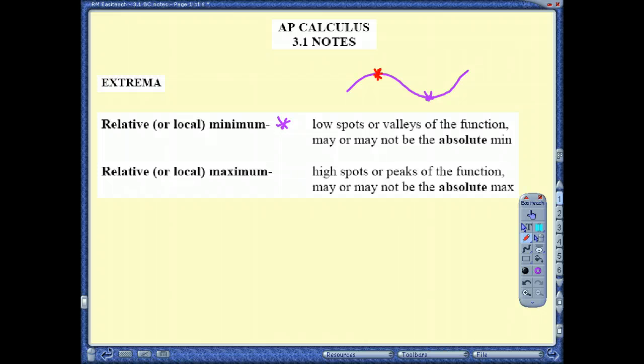And of course you can see why we would want to know those extrema. If you're talking about a profit function, you want to know those relative maximums. In a cost function, you'd like to know what those relative minimums are.